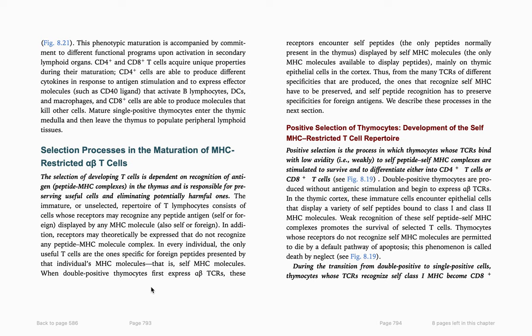When double positive thymocytes first express the alpha beta T cell receptor, these receptors encounter self peptides, the only peptides normally present in the thymus, displayed by self MHC molecules. The only MHC molecules available to display them are on the thymic epithelial cells in the cortex. Thus, many T cell receptor specificities are produced. The ones that recognize self MHC are preserved, and self peptide recognition has to preserve specificity for foreign antigen. We describe this process in the next section.